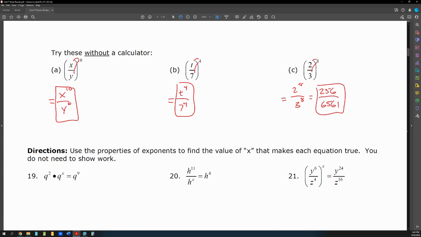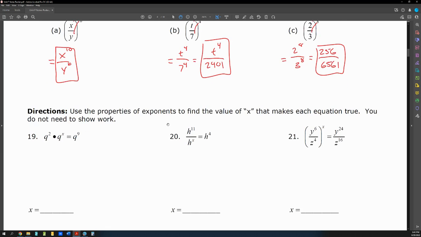Oh, and that reminds me, let's evaluate for letter B as well. We didn't evaluate 7 to the 4th, so let's go ahead and evaluate that. That is 7 times 7 times 7 times 7, which is equal to, well, we have our answer, t to the 4th over 2,401. So there you go. Go ahead and evaluate whenever you can.